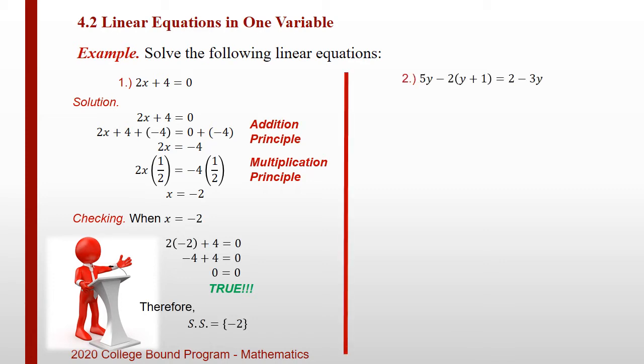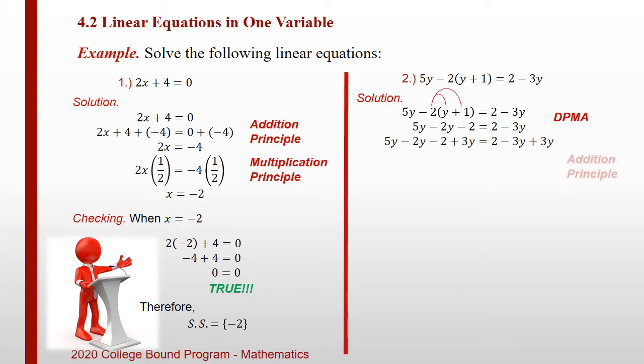Let's have another example. We have 5y minus 2 times the quantity y plus 1 equals 2 minus 3y. To solve this, we need to simplify first. Notice that in the left-hand side, we can apply the distributive property of multiplication over addition to get 5y minus 2y minus 2 equals 2 minus 3y.